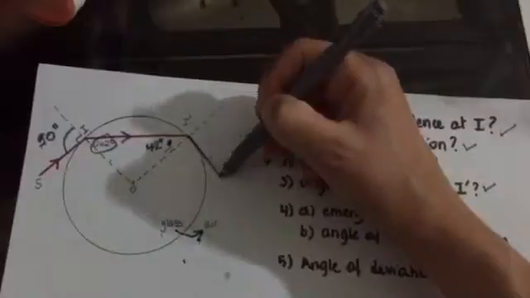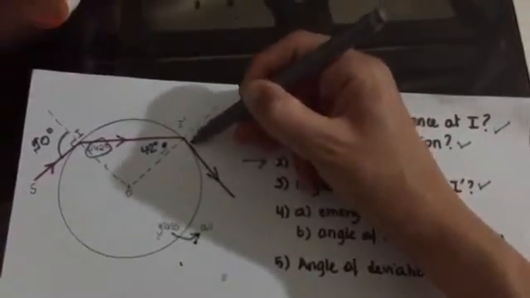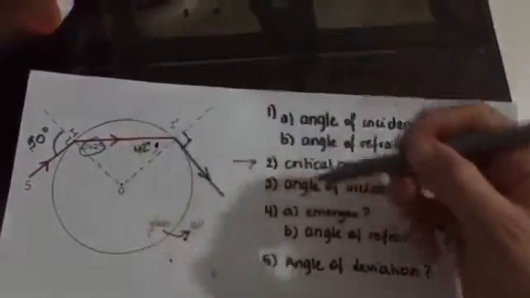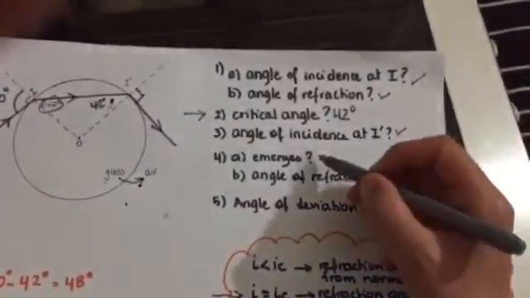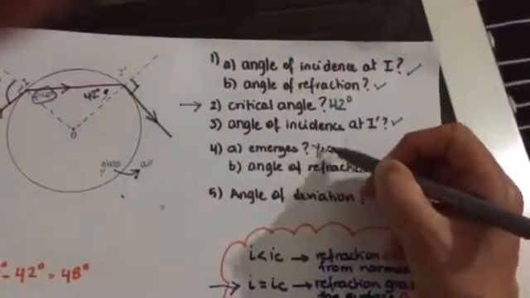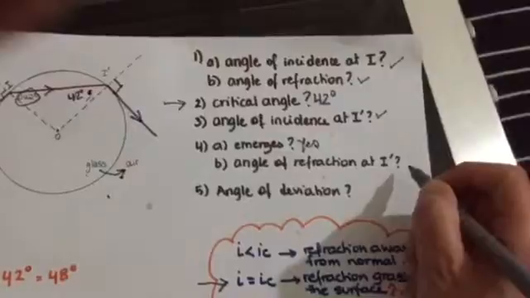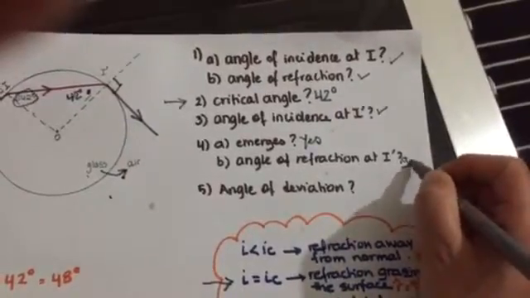So refraction should occur as such, and the light ray is grazing the surface at 90 degrees otherwise. So yes, it emerges, and you explain. The angle of refraction at I prime, I just discussed, is 90 degrees.